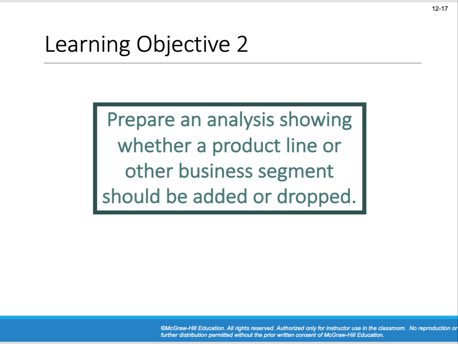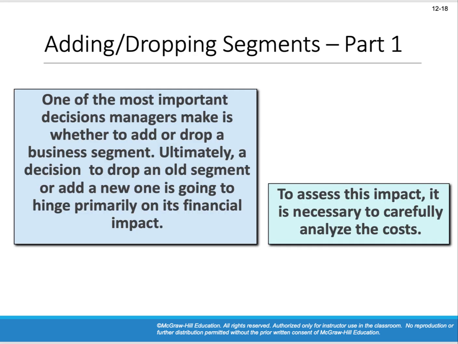drop decision. So there could be times in a business where a manager is going to have to make a decision whether they should add a business segment or a product line, or conversely they should drop a segment or a business line. So what we need to do then is first determine the financial impact that the old segment had on the overall finances of the company.